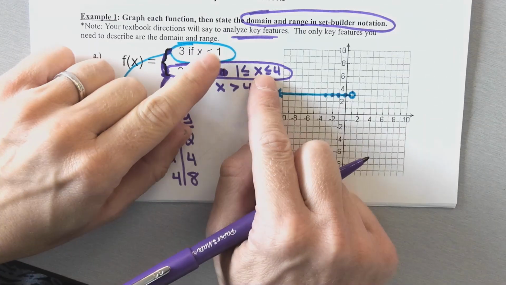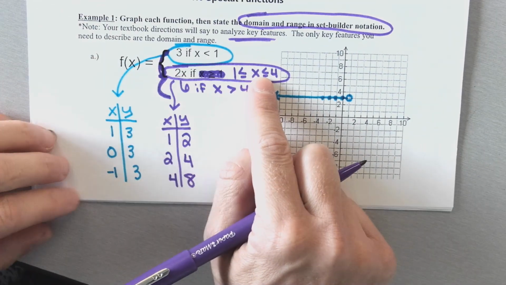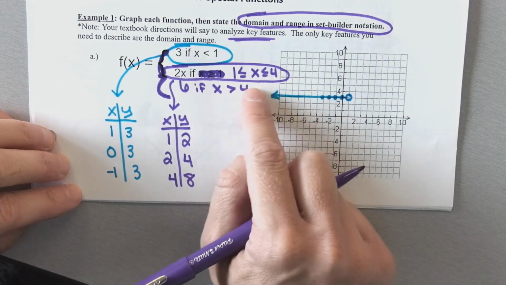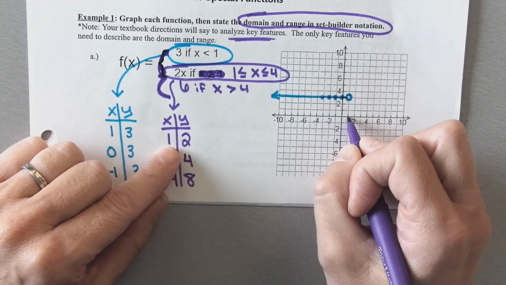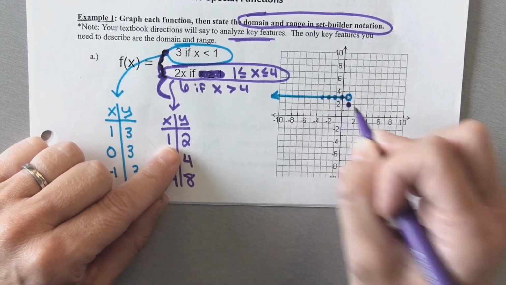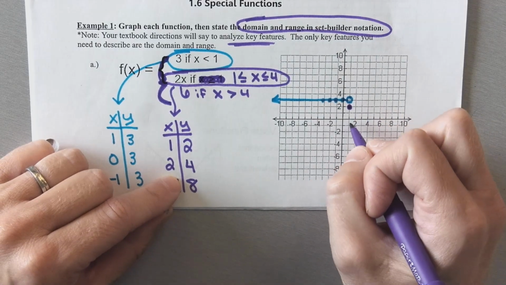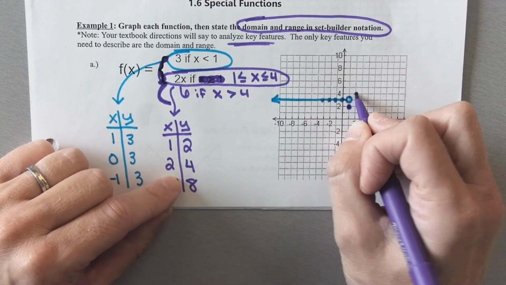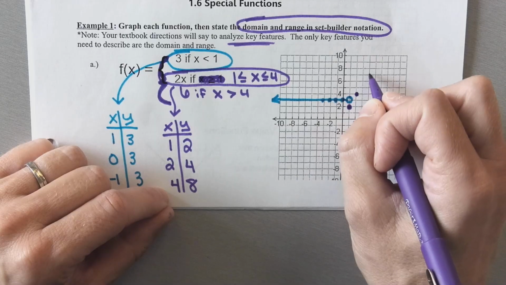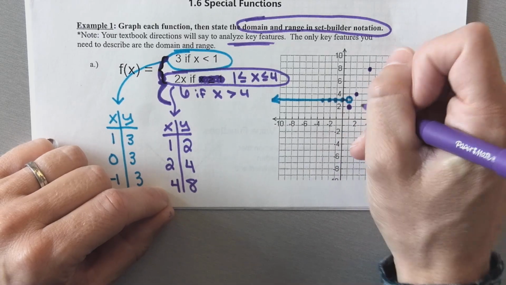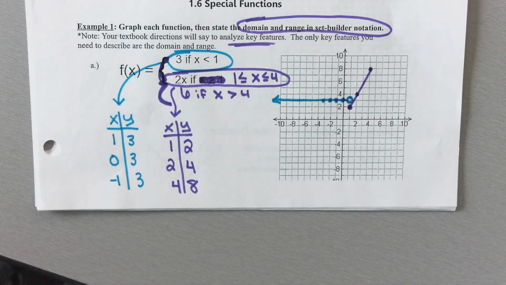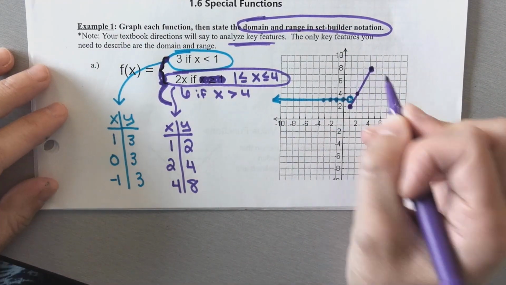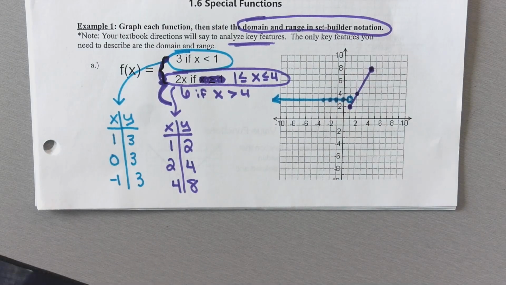Now, remember I made an open circle because there was no equal to. Here I have equal to, so these are going to be closed circles. So I have a closed circle at 1, 2. I have another point at over 2 up 4. I have another point at over 4 up 8. So this is another piece of my graph. So piecewise function, meaning that it's coming to us in pieces.